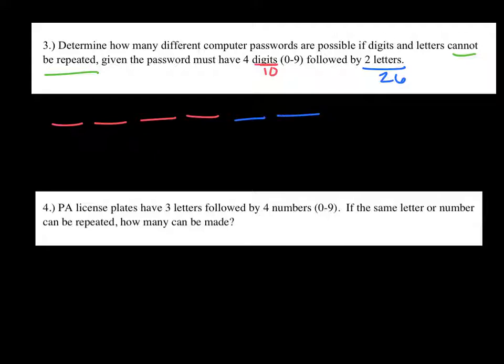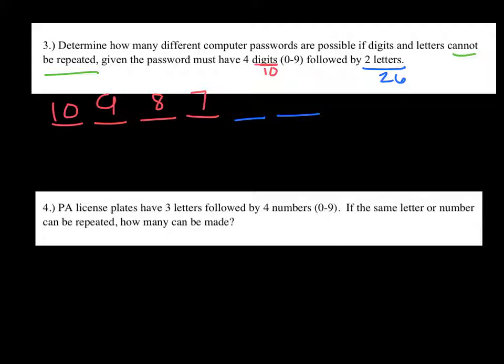So if we can't repeat, that's saying that the very first spot in this password, you can choose from all 10 digits. But once you've chosen one of those digits, for the second digit you now only have 9 options to choose from. The third one, you'll have 8 to choose from. The fourth one, you'll have 7 to choose from. So those values in red make up the 4 digits you're going to use in your password.